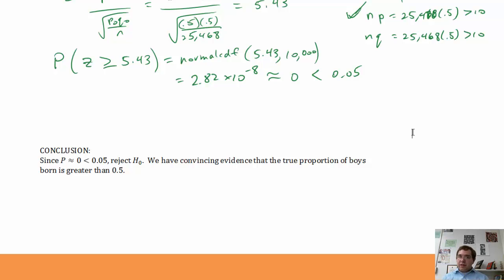That's exactly the way we should write our conclusion. First, comparing p to alpha, then the immediate implication of either rejecting H naught or failing to reject H naught. Since p was less than alpha, we reject H naught here. And we have convincing evidence that the true proportion of boys is greater than 0.5. The end.